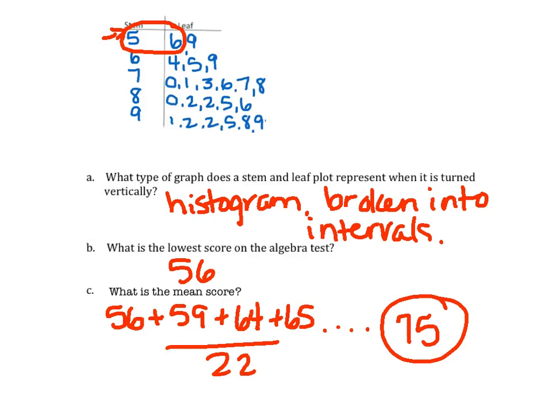So there you have it, a stem and leaf plot made up of stems, meaning the tens place, and the leaves representing the ones place. It's just another way we can organize our data.